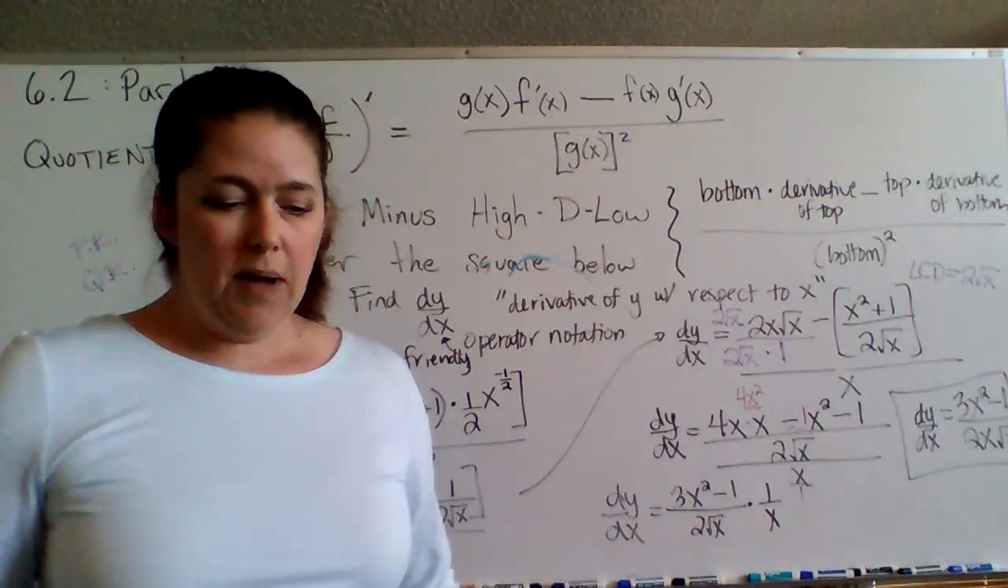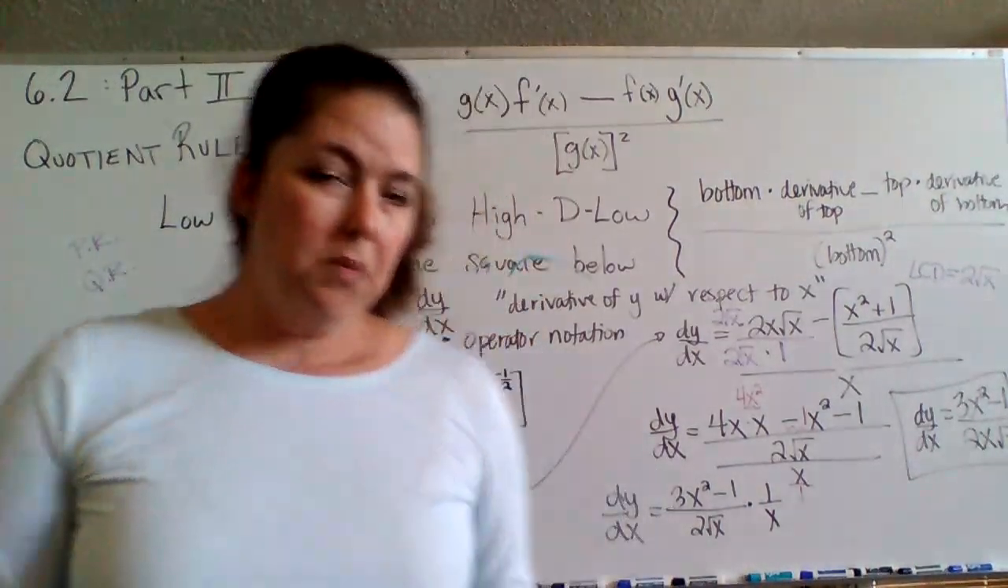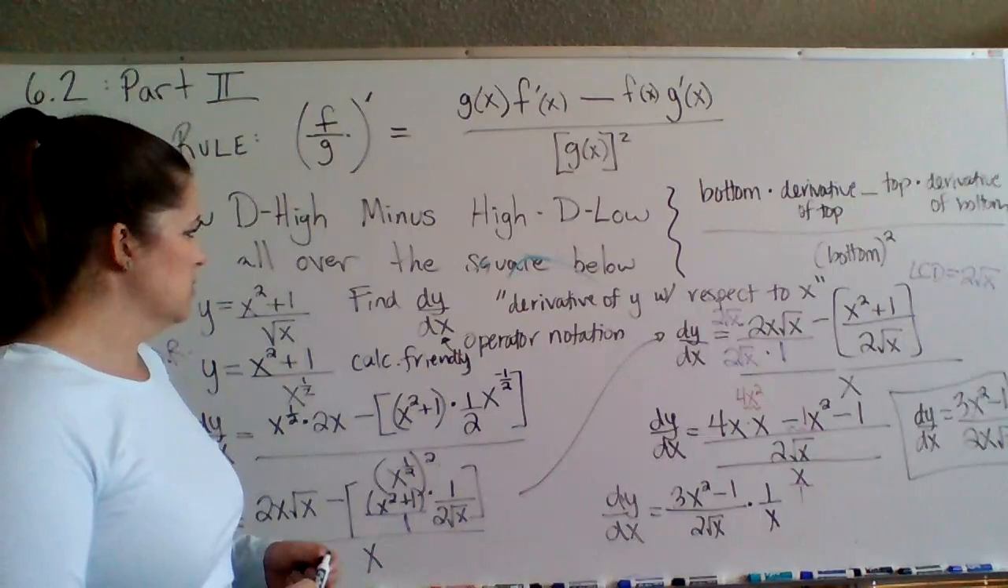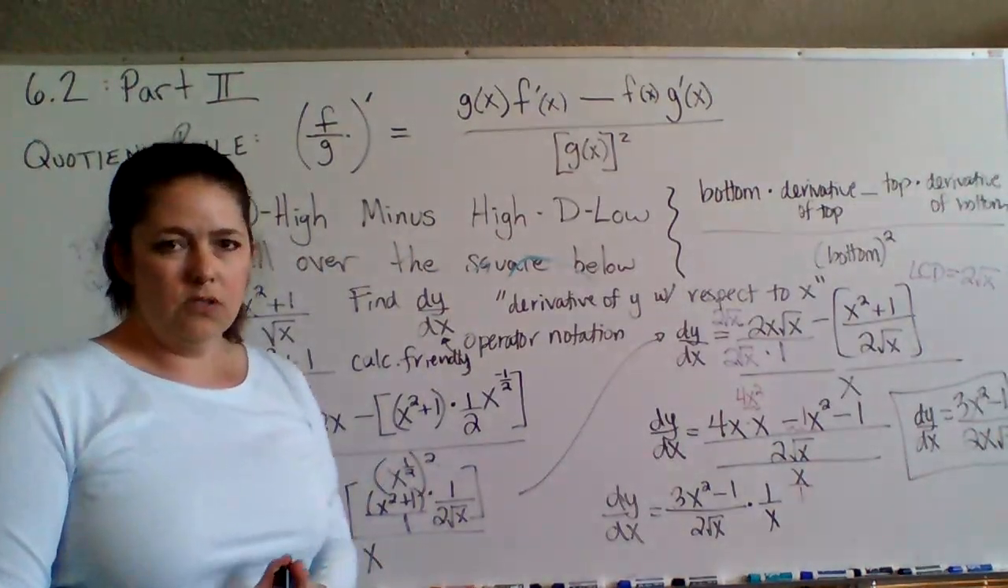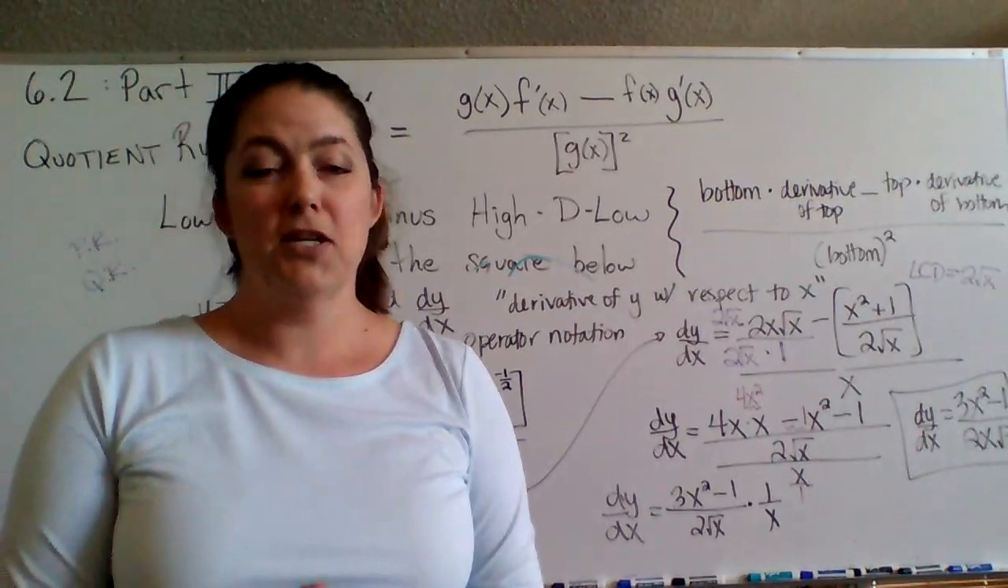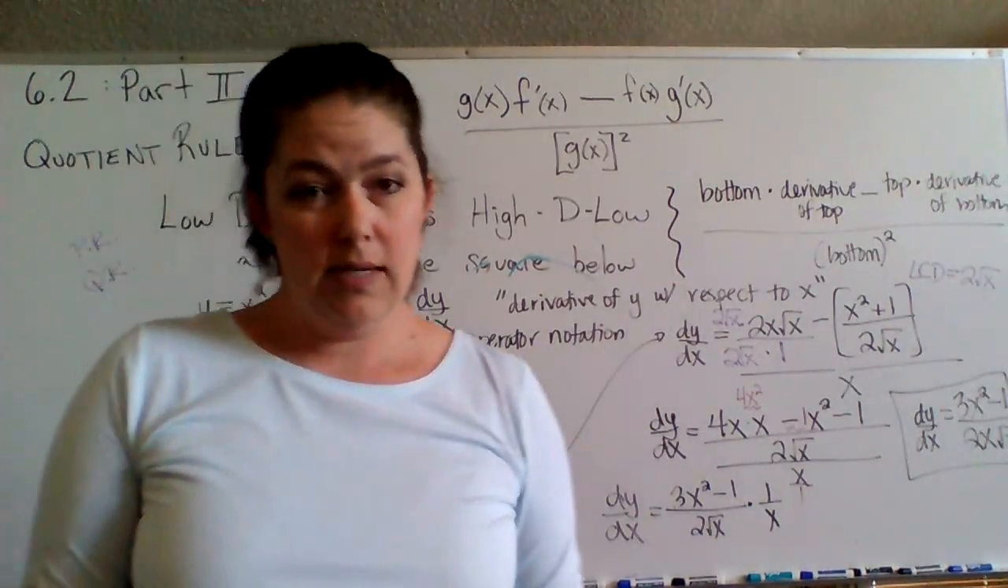So whether you want to think about it as the bottom times the derivative of the top, minus the top times the derivative of the bottom, all over the bottom squared, that's the same thing as low d high, minus high d low, all over the square of what's below. And you gotta sing it. Mr. Herney wants you to sing it.